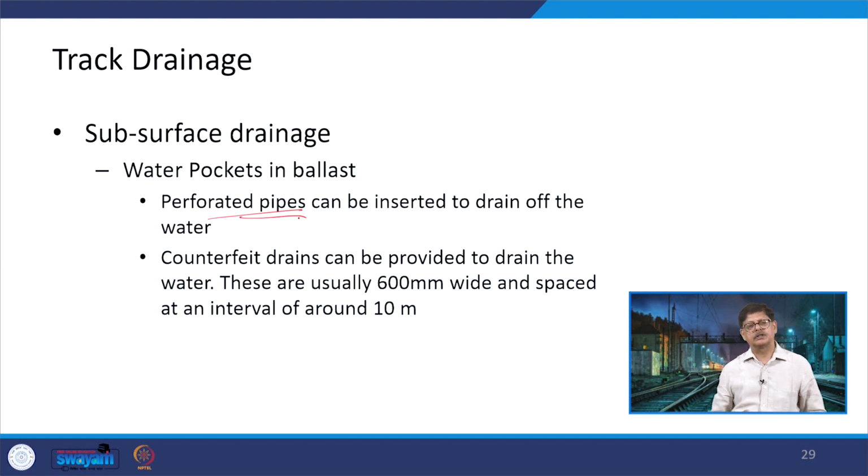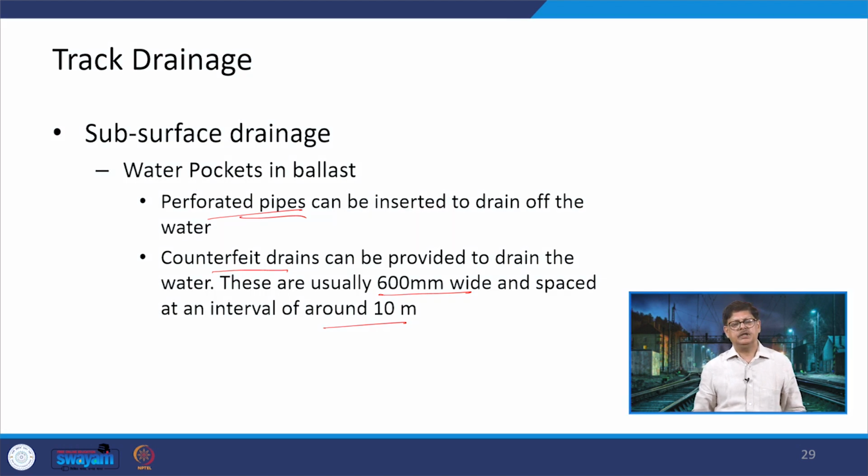Perforated pipes are another option. You just insert the perforated pipes. These have holes all along the length. So, whatever water comes into them will get drained, but then we have to use the type of material so that it does not get choked. Counterfort drains can be another way of doing it. It can usually be 600 mm wide and is spaced at an interval of around 10 meters.